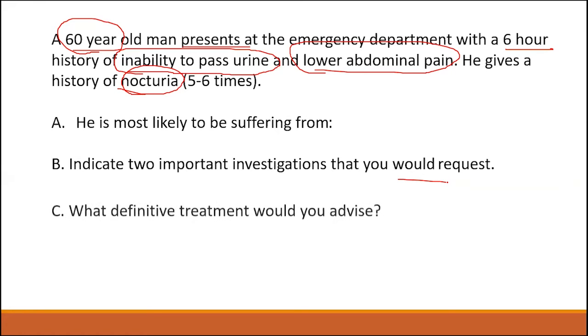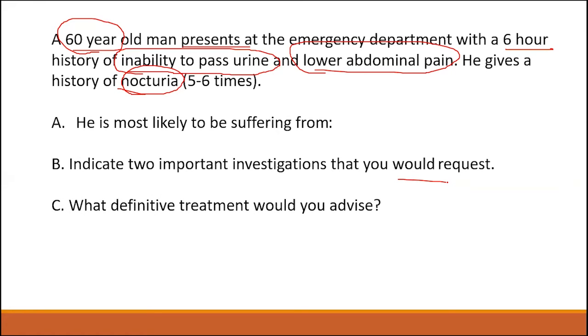All right. What definitive treatment would you advise? This is a 60-year-old man. So the definitive treatment for this kind of condition is urinary catheterization or prostatectomy. What it means is that you put a catheter there forever, or you put it there for a very long time. So you can be urinating through the catheter, or a prostatectomy, as simple as that. Good.